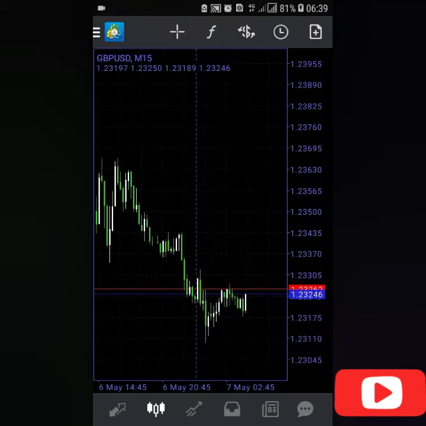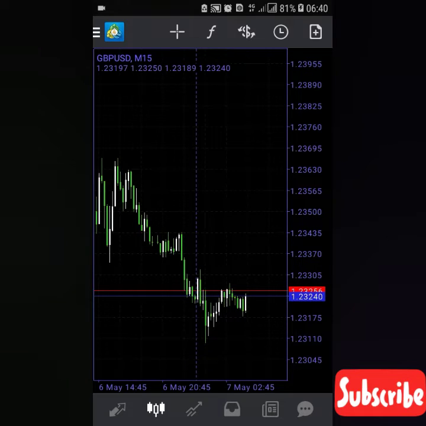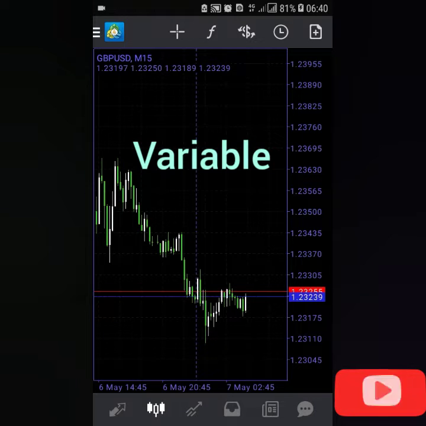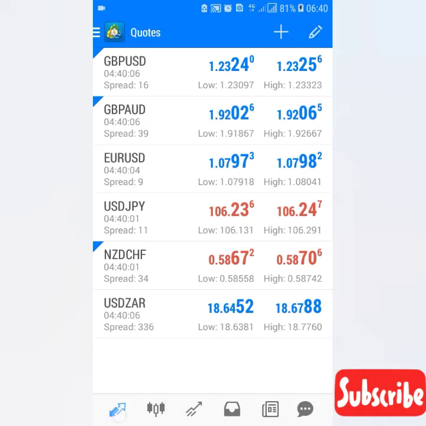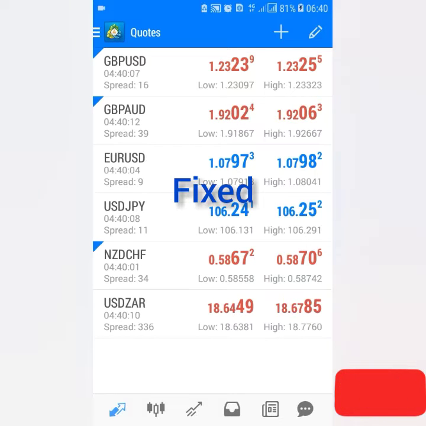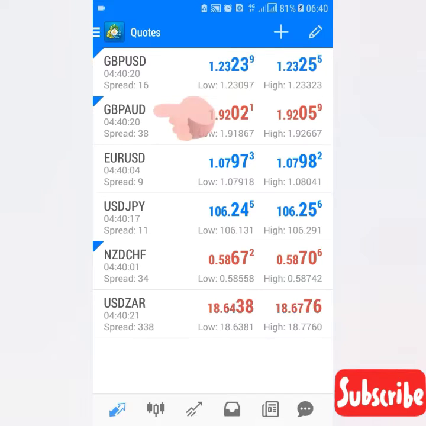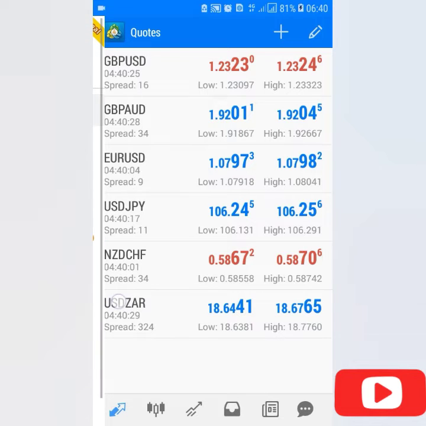And spread can be in two ways or forms. The first one is the variable spread, sometimes called floating spread. The second one is the fixed spread. The first, the variable one, can change mostly from one point to the next. For example, the GBP AUD spread is moving from 38 spread to 32 or 30. So this one is variable.